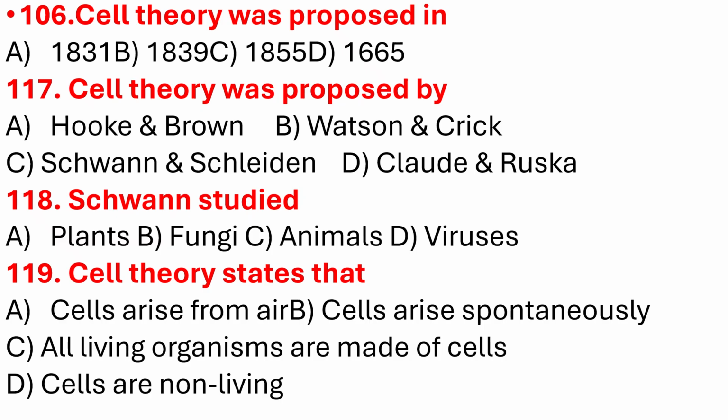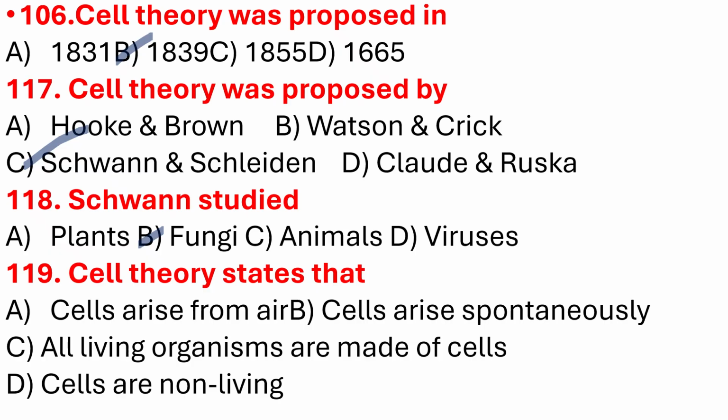Cell theory was proposed in 1839. Cell theory was proposed by Hooke, Brown, Watson and Crick, Schwann and Schleiden, or Claude and Ruska. Option C. Schwann studied plants, fungi, animals, viruses: animals.